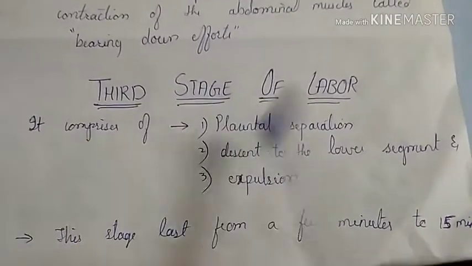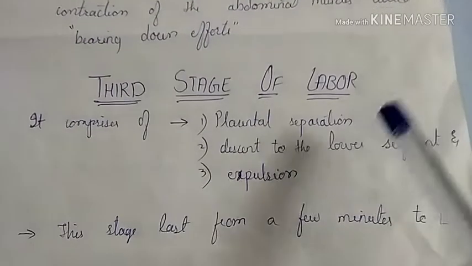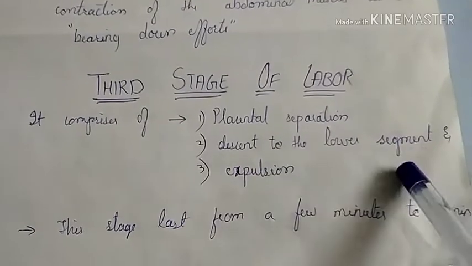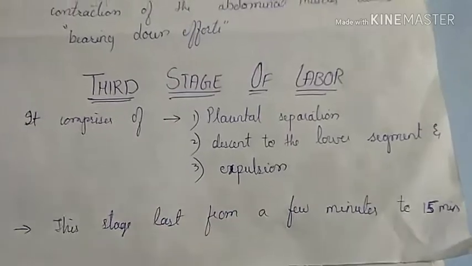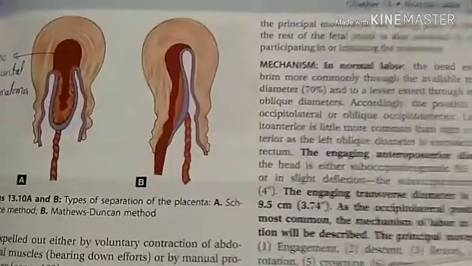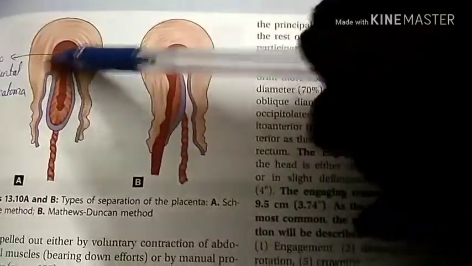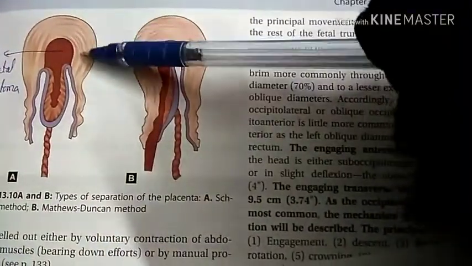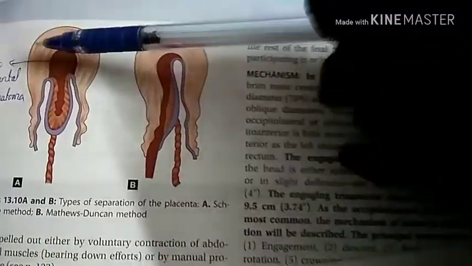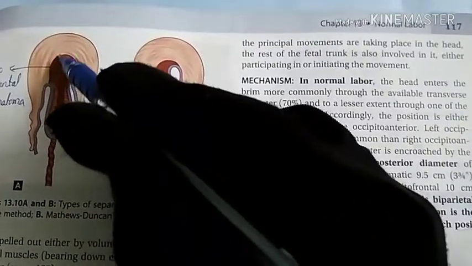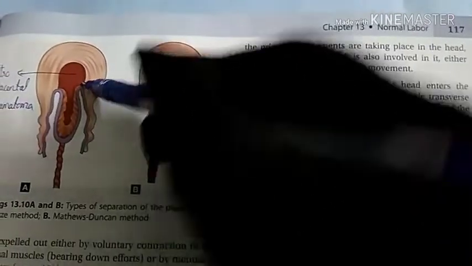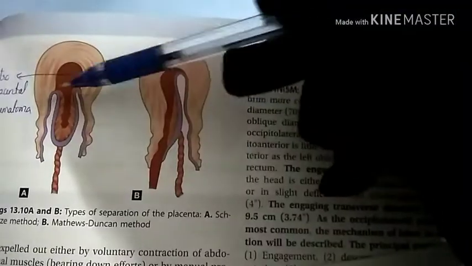Then comes the third stage of labor. It comprises placental separation, descent to the lower uterine segment and expulsion. This stage lasts from a few minutes to about 15 minutes. So first let us know how placental separation takes place. There is marked retraction of the uterus, which reduces the surface area at the placental site, as you can see, to about its half.